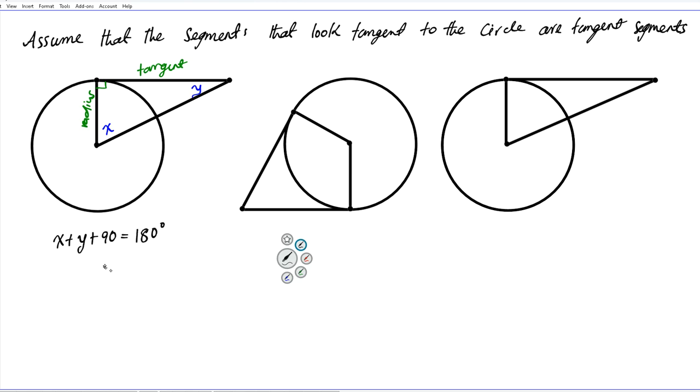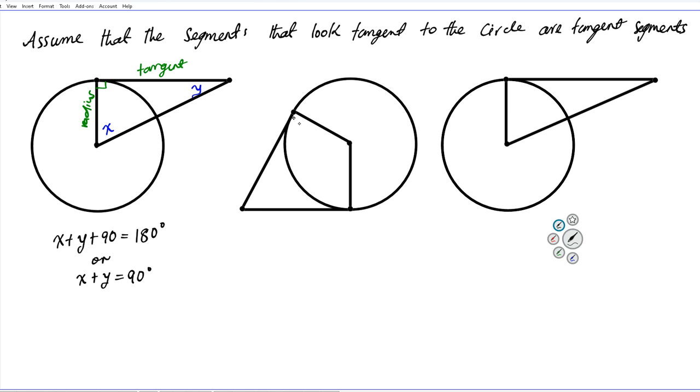That's one equation you can write. Or it could be simplified to the following. Since this angle is 90 degrees, the remaining value of angles available to these two is 90 degrees. So it follows that these two angles are complementary, or they add up to 90 degrees. So x plus y is equal to 90 degrees. So any of these two equations will suffice, okay?